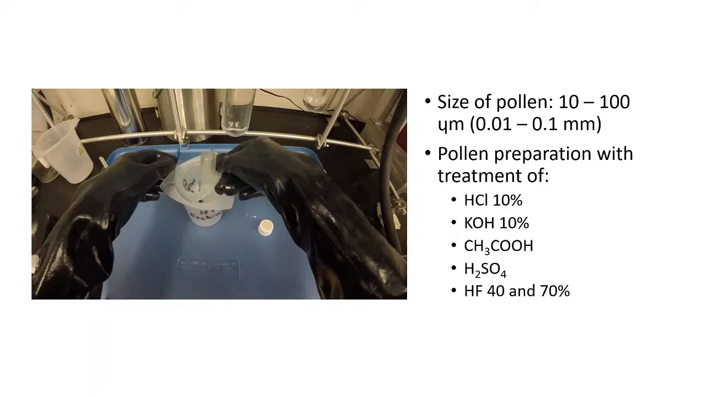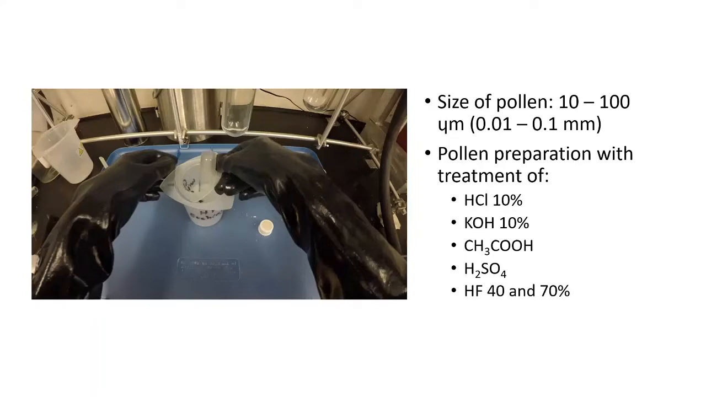Pollen grains are usually spherical or elliptical, and they differ in diameter from about 10 micrometers to 100 micrometers. So 10 micrometers is 0.01 millimeter, while 100 micrometers is 0.1 millimeter. And pollen extraction from sediments and the preparation method itself have changed little since von Post introduced it to the scientific world in 1916.